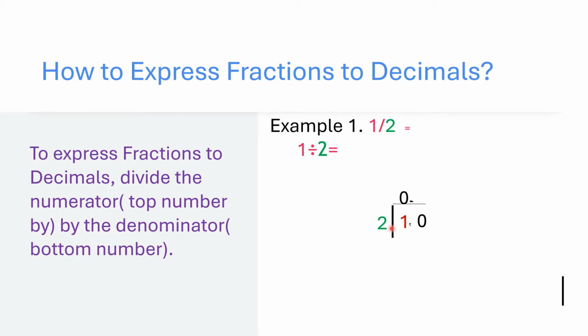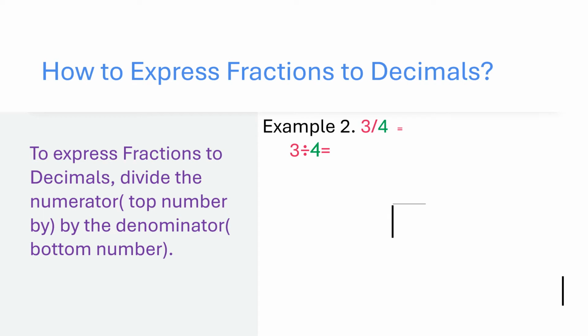So 10 divided by 2 is 5. Then 5 times 2, multiply this, that is equal to 10. And then next is subtract: 10 minus 10 is 0. So our aim here is to have 0 as the remainder. Therefore, 1/2 in decimal form is 0.5, or read as 5/10.